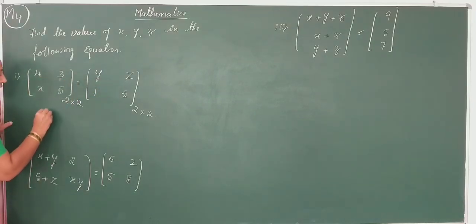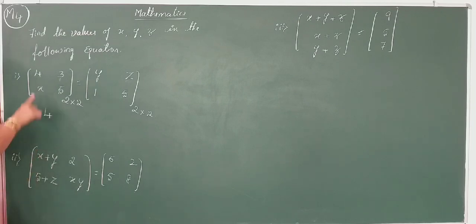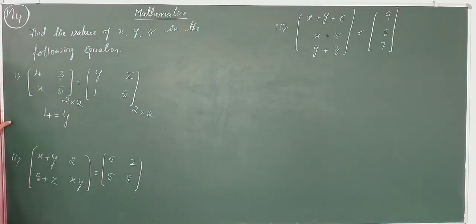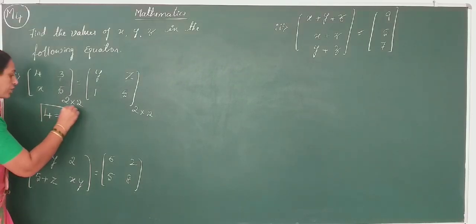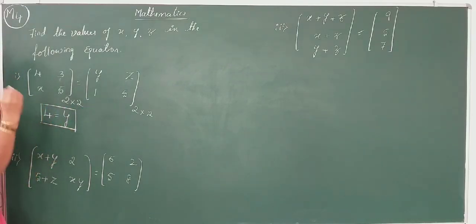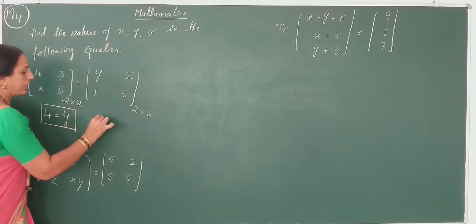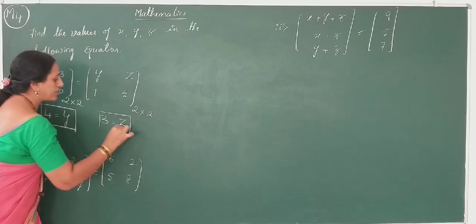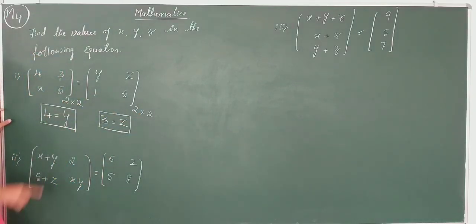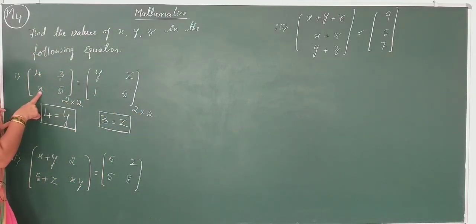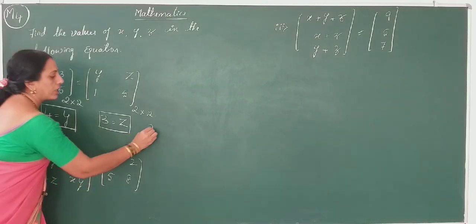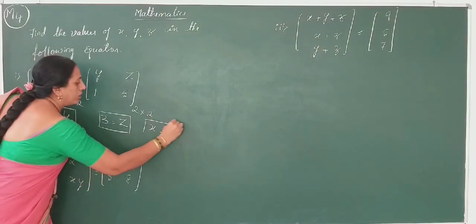So by using that condition of equality of two matrices, first element is equal to first element, that is 4 is equal to y, therefore the value of y is equal to 4. Similarly, second element is nothing but 3 is equal to z, therefore the value of z is equal to 3. Similarly, second row, so x is an element of the second row first column, corresponding element is nothing but 1, therefore x is equal to 1.